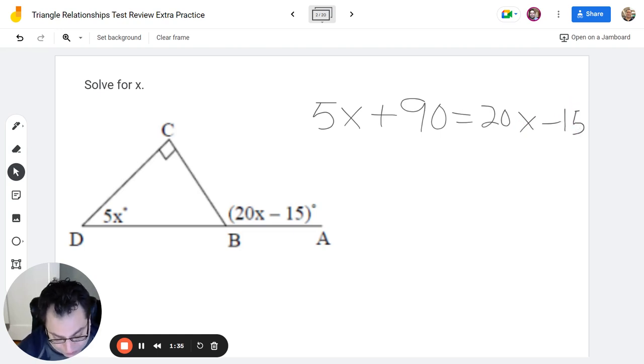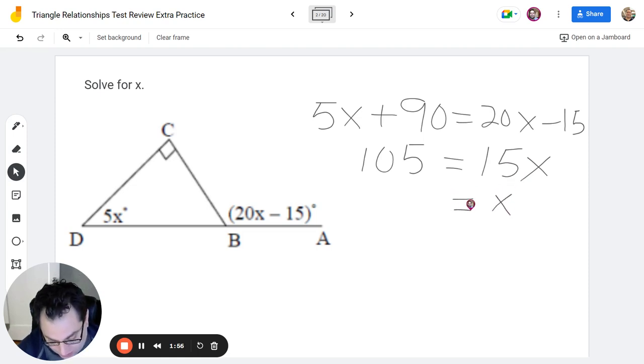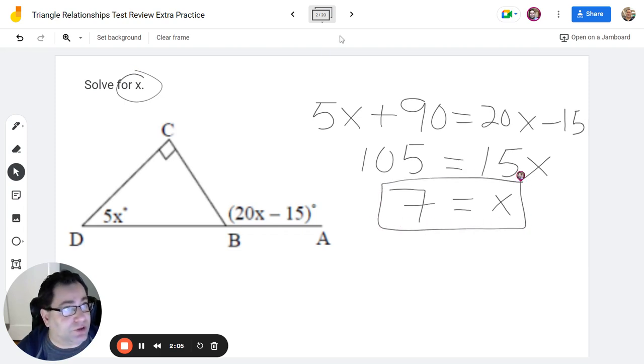Here I'm going to add 15 to 90 and I get 105. I'm going to take 20x and subtract 5x and I get 15x. I'm going to subtract 15 on both sides and x is equal to 7. And they want us to solve for x, so that is the answer. Question number three.